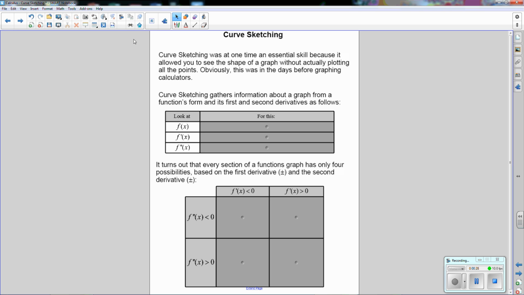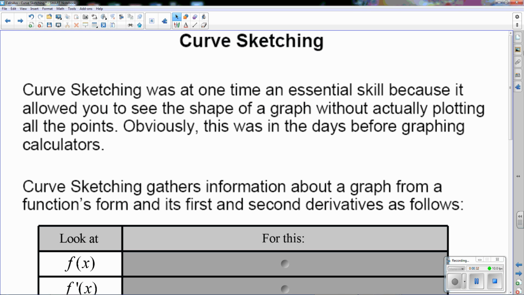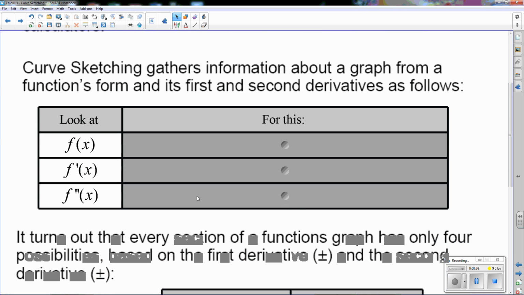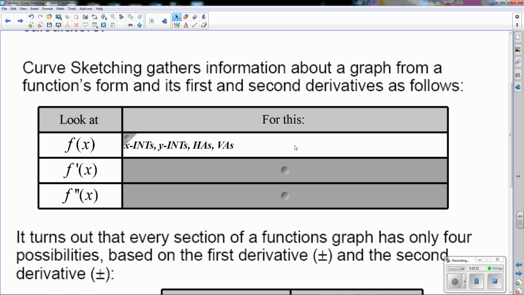Before we go on, we're going to switch from full page view to page width view and scroll down to see this table. And here we're eliciting information from our students. We're engaging them and asking them, what can we glean from a function, its first and second derivatives? And when we get the answer, we'll reveal the cell. So in terms of the function itself, we can find where the x and y intercepts are and where the horizontal and vertical asymptotes are.